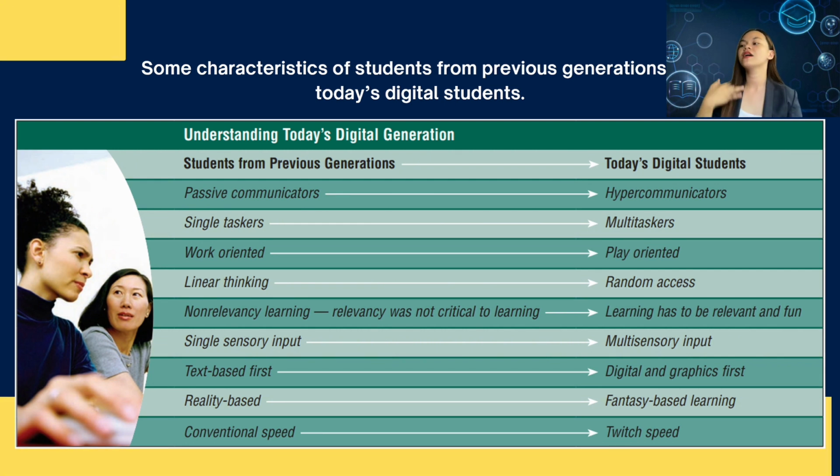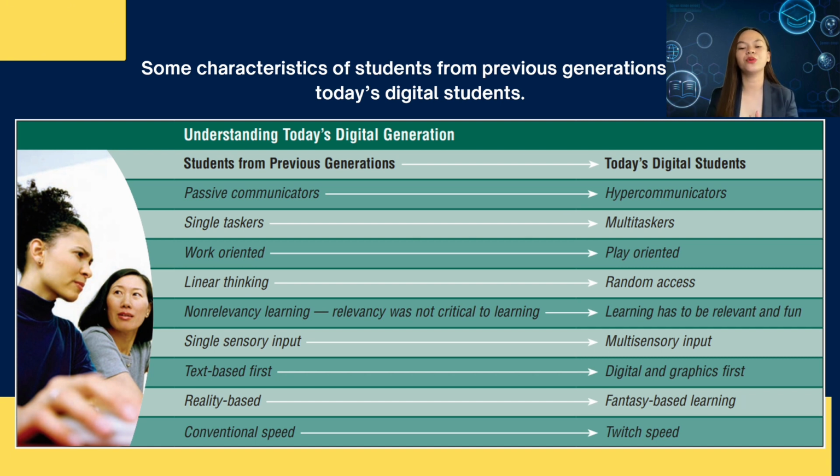So next, we have single sensory input to multi-sensory input. If we say single sensory input, we have five senses, right? We have the sense of sight, sense of smell, sense of taste, sense of hearing, and sense of touch. In the past, the previous students only had single sensory input. If it was visual only, that was the only way they could learn before. But now, it is multi-sensory input.